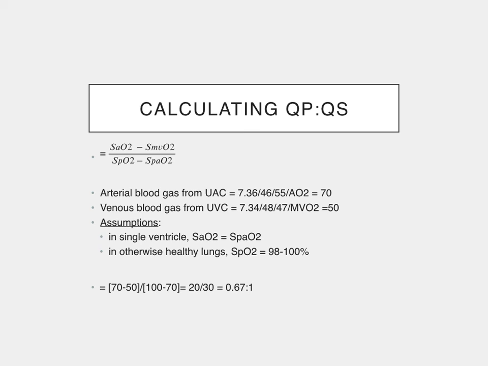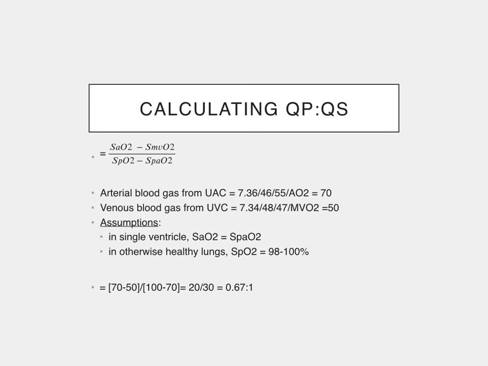Our SaO2 minus our SmVO2 will be 70 minus 50%, and then our SpO2 minus our SpaO2 will be 100 minus 70%. That gives us 20 over 30, or a QP to QS of 0.67 to 1, or 2/3 pulmonary blood flow compared to systemic blood flow. And so you see this is a good example of pulmonary blood flow insufficiency.